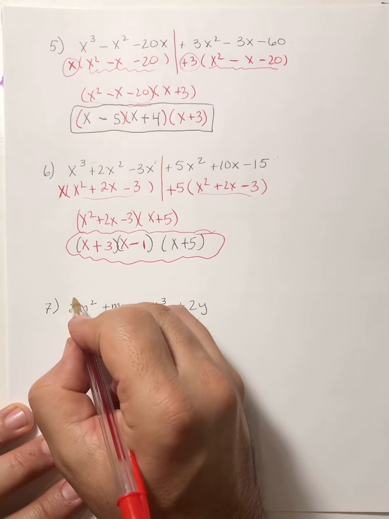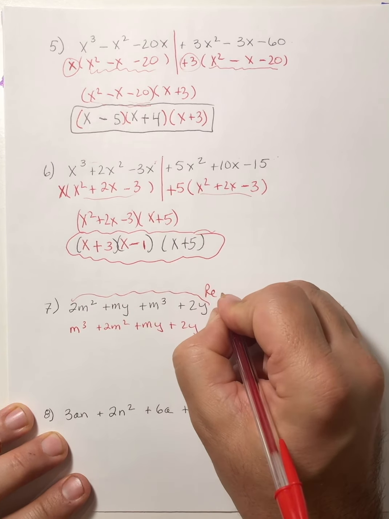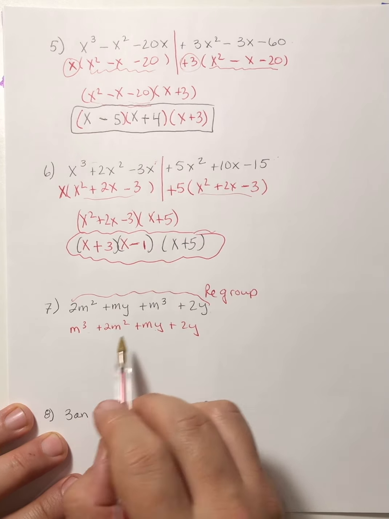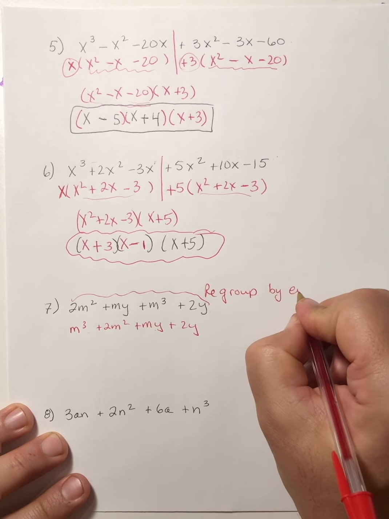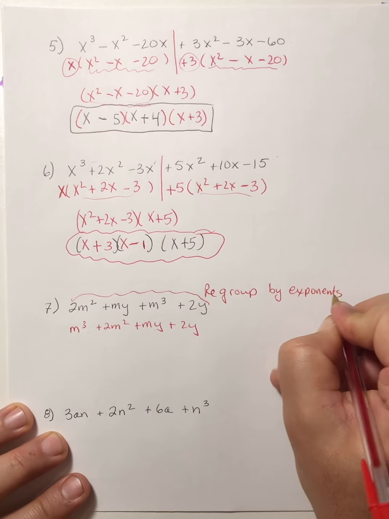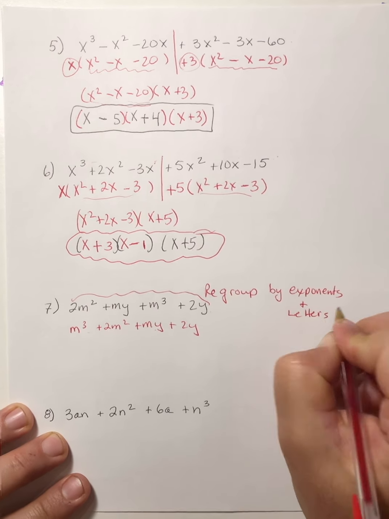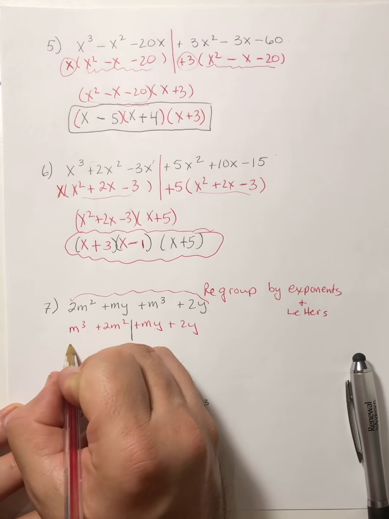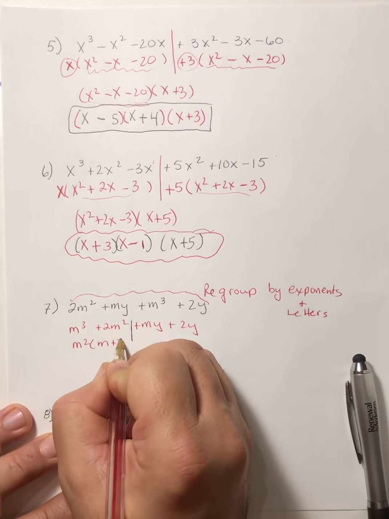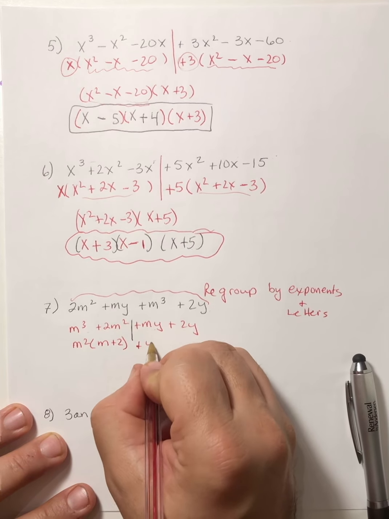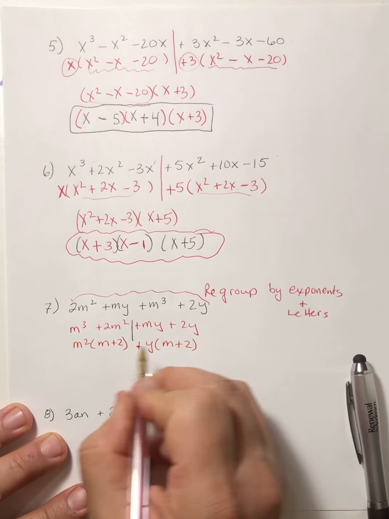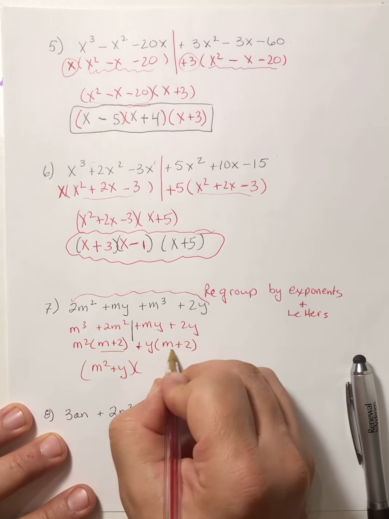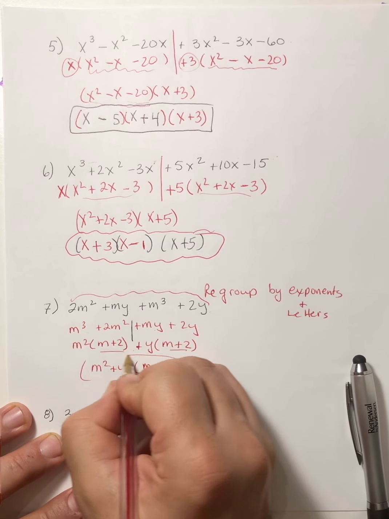So here we have to regroup. Definitely regroup. And I regroup by exponents and letters. All right, now, boom, there's your split. Right, m squared, and then we have an m plus 2. What's the GCF? Right, plus y, m plus 2. And look at this, m squared plus y. And then we have our m plus 2. And done.